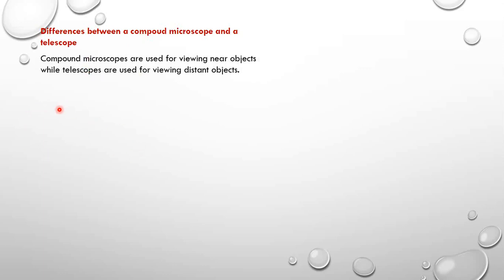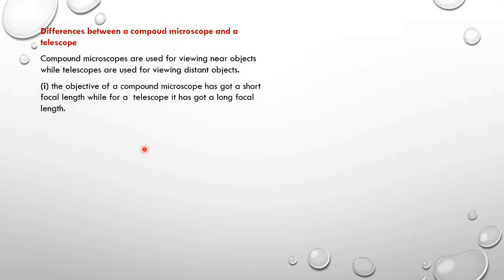Then also we need to know that the objective of a compound microscope has a short focal length, while the objective of a telescope has a long focal length. And also, in normal use, a compound microscope forms a final image at a near point, as we saw, while for a telescope, the final image in normal adjustment is at infinity. We shall see that when we look at telescopes.